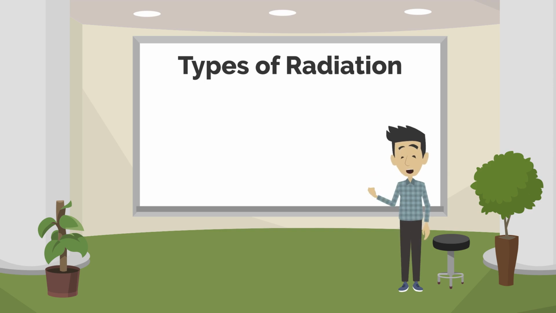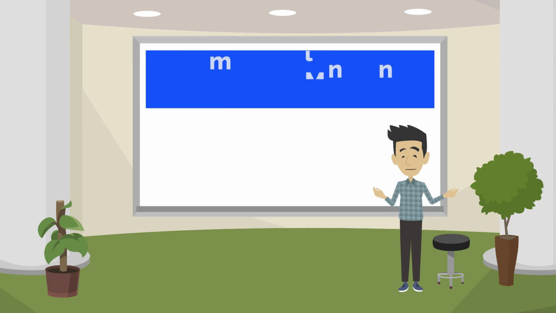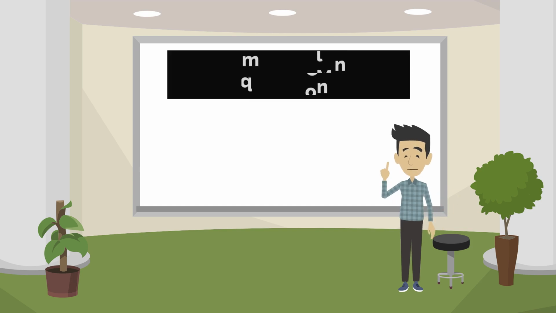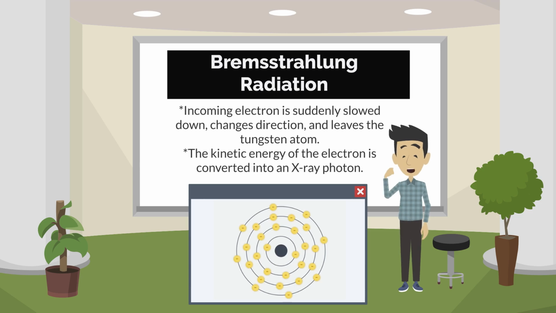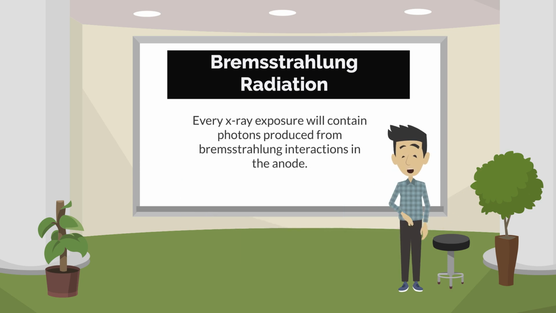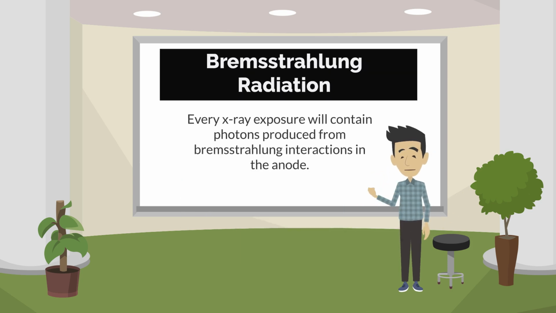X-rays are produced at the target due to either a sudden deceleration or absorption of the electron stream. These interactions of electrons with tungsten atoms may occur in one of two ways. Bremsstrahlung radiation is created when an incoming electron is suddenly slowed down, changes direction, and leaves the tungsten atom. The kinetic energy of the electron is converted into an X-ray photon. Bremsstrahlung is German for braking or slowing. The short term Brems is often used instead of the long word. Every X-ray exposure will contain photons produced from Brems interactions in the anode.